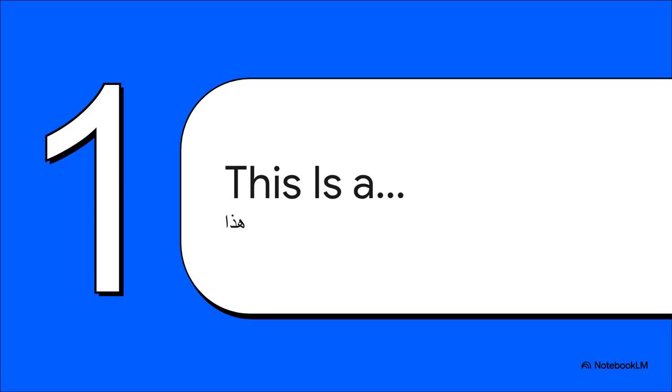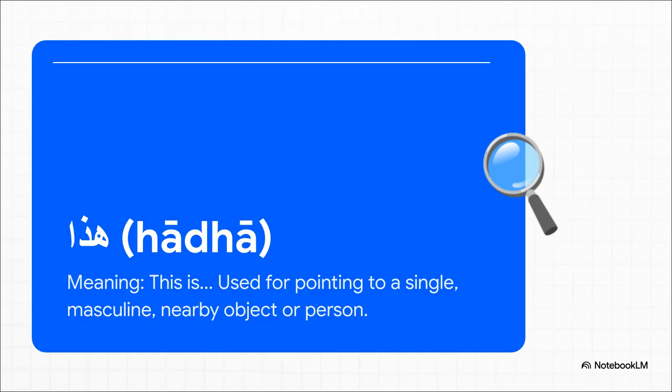All right, our journey begins with a single, super important word. This is the first building block for pretty much any simple sentence where you're identifying something that's right there in front of you, and that word is hada. Now, hada is a very specific word. It means this is, and you only use it for things that are singular, masculine, and close by. You can really just think of it as your verbal pointing finger for anything near you.